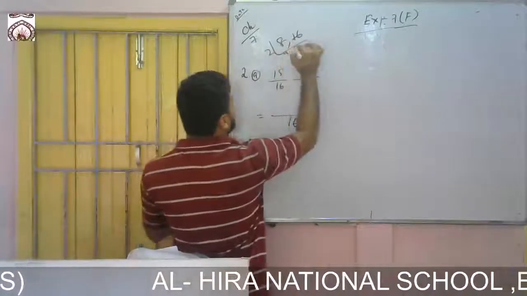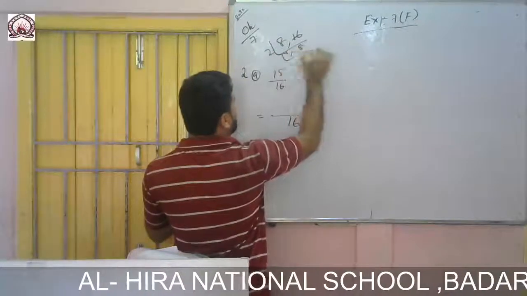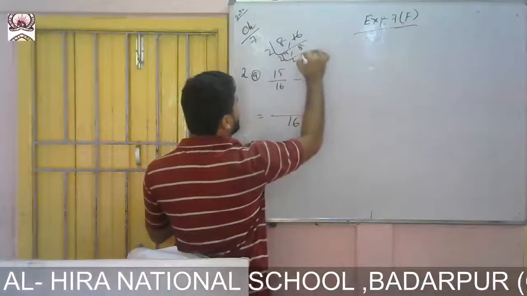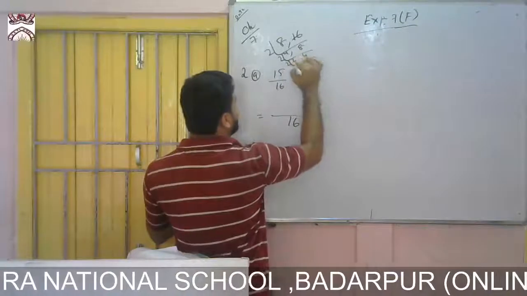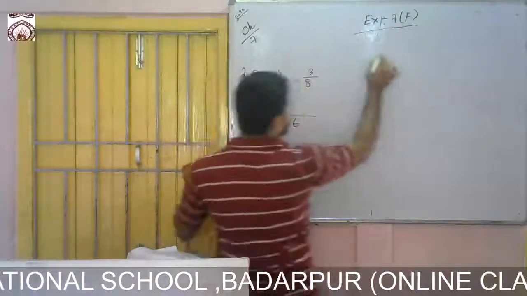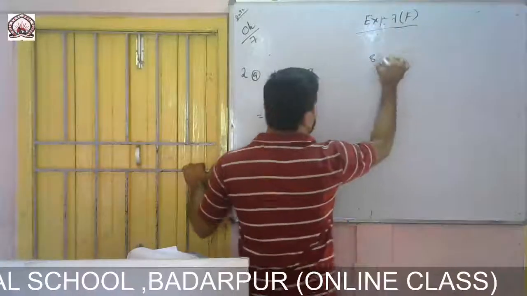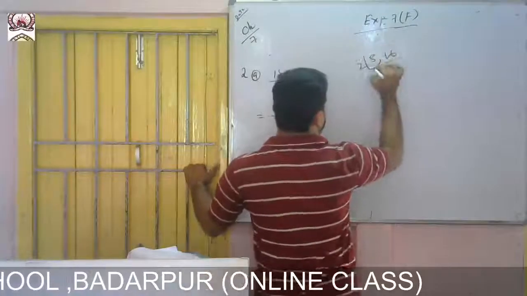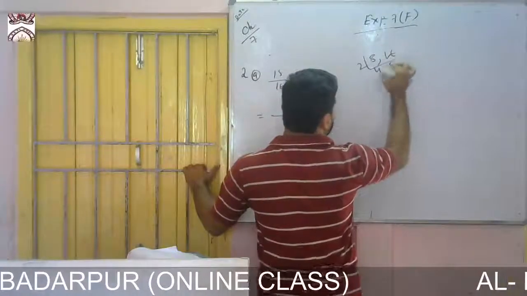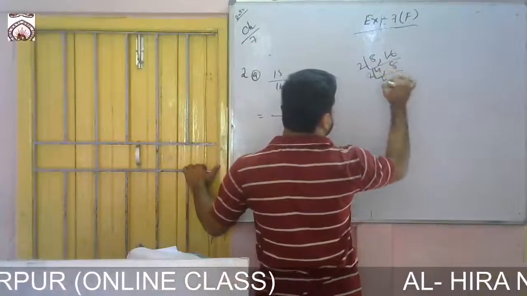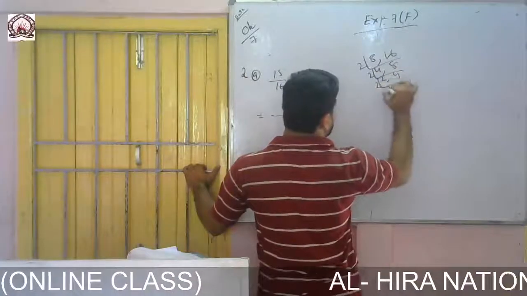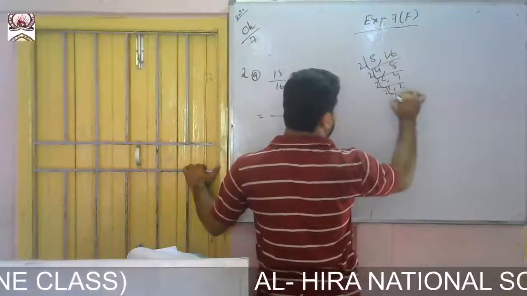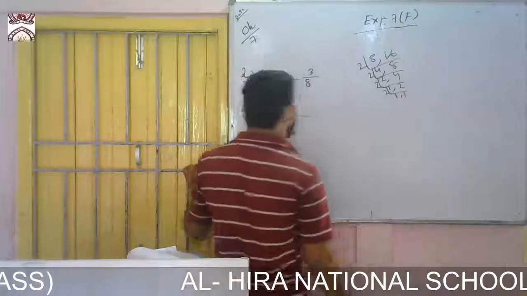Here you see 8 and 16: 2 4s are 8, 2 2s are 4, again 2 2s are 4. 2 1s are 2, 2 2s are 2, 1 remains 1. So if you multiply, you get 16.